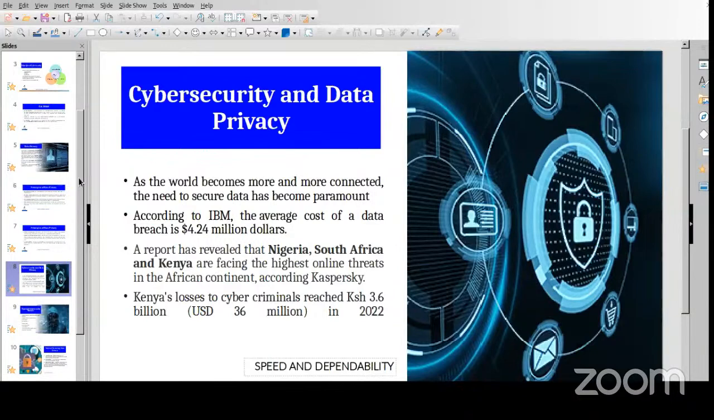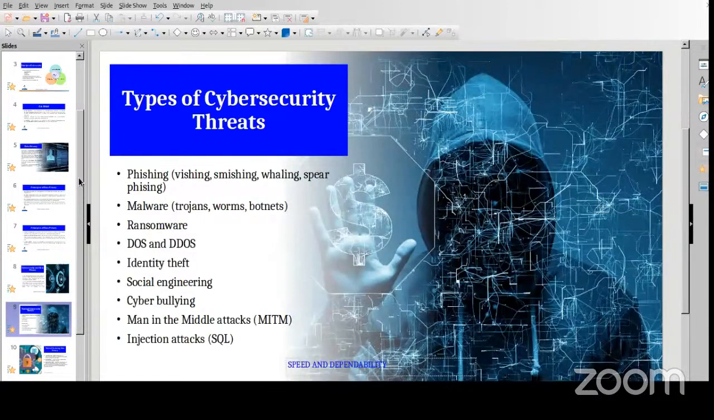Kenya's losses to cyber criminals reached 3.6 billion US dollars in 2022. As you can see, you might think it's just your name and your email that is being shared out there illegally. In real sense, these are the actual losses incurred by data handlers whenever they face challenges or hacks to their data storages. So, types of cybersecurity threats: what are we facing on a day-to-day, what is new and coming, and what should we be on the lookout for?